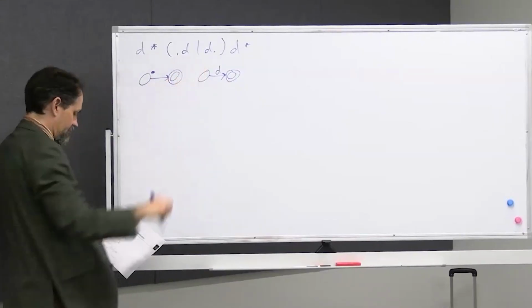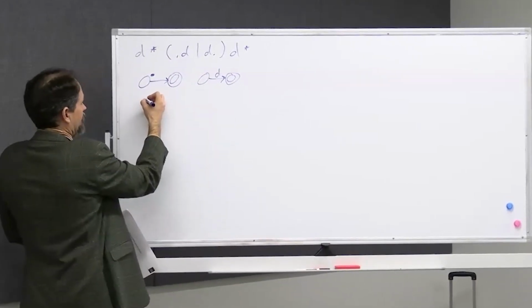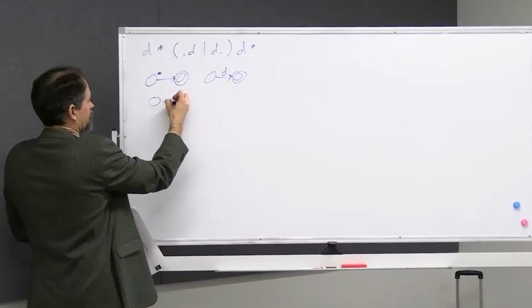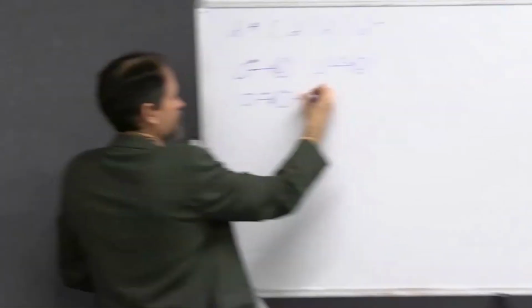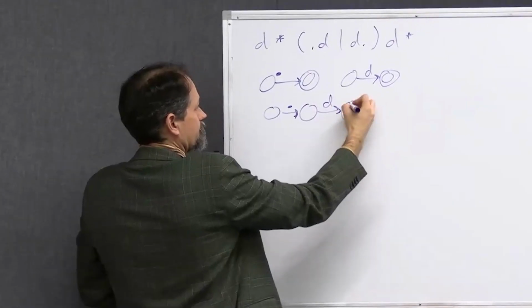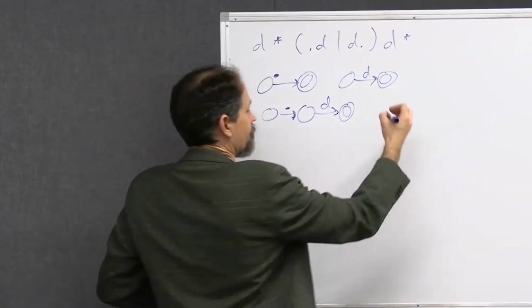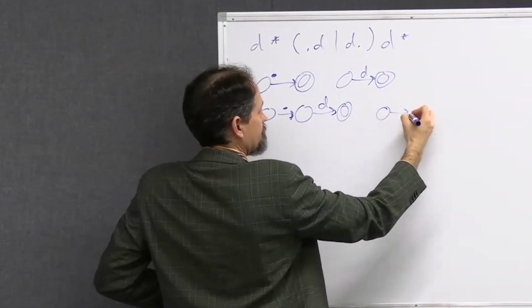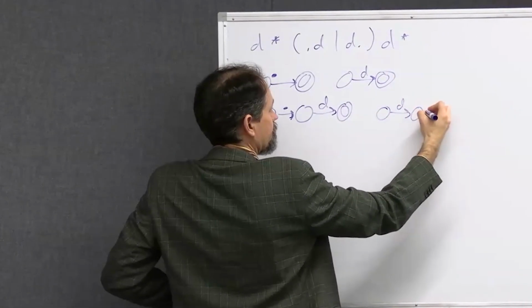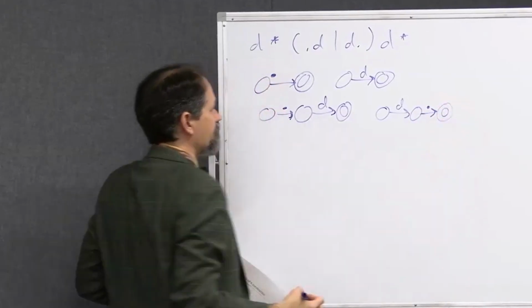So we need a dot D and a D dot. And so we can put these together. Dot D will just be dot, D, and then that's final. And of course, we have another one where we have D dot. So that will have a start state, followed by a D, followed by a dot, and then we have a final state.